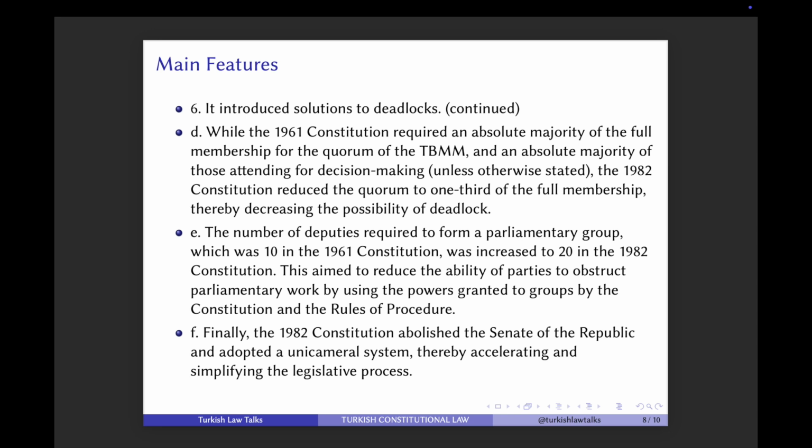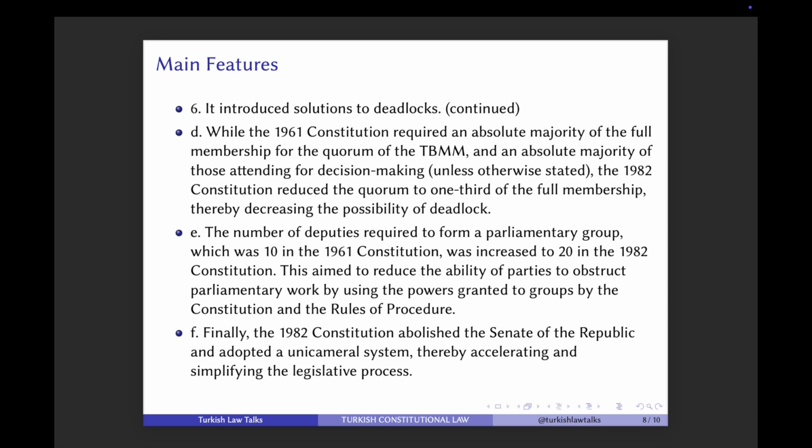Parliamentary groups get certain rights and procedural advantages, and the concern was that too many small groups could maybe obstruct the legislative process. Raising the threshold aimed for more cohesion, perhaps. Fewer potential veto players, in a way? Something like that. And finally, a really major structural change.